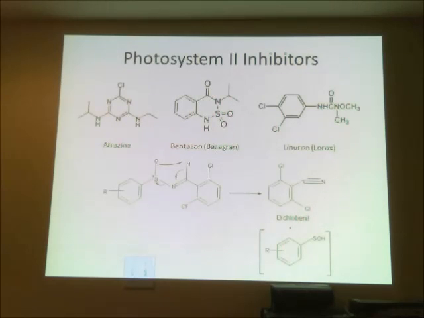Photosystem 2 inhibitors: one of the compounds that I'm showing on the slide, there are 3 different categories here. This is a betazine or basagran compound that you see over here. Atrazine is a triazine. This again is a compound that's been around for a very, very long period of time, and it's still being used quite a bit. I think it's frequently used as a corn herbicide.